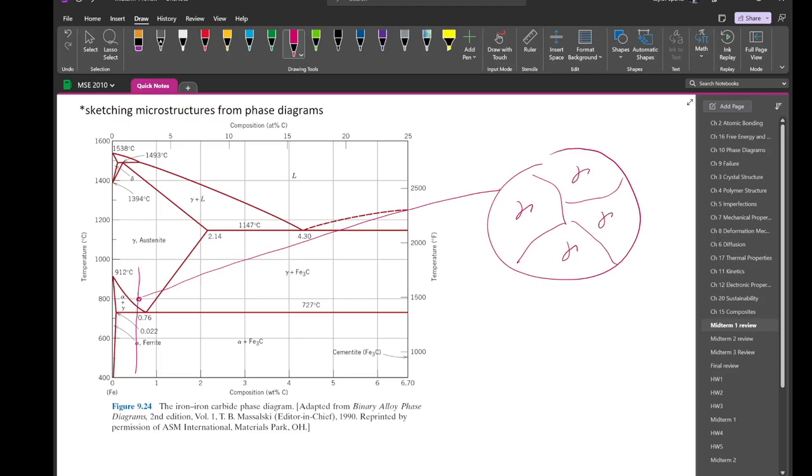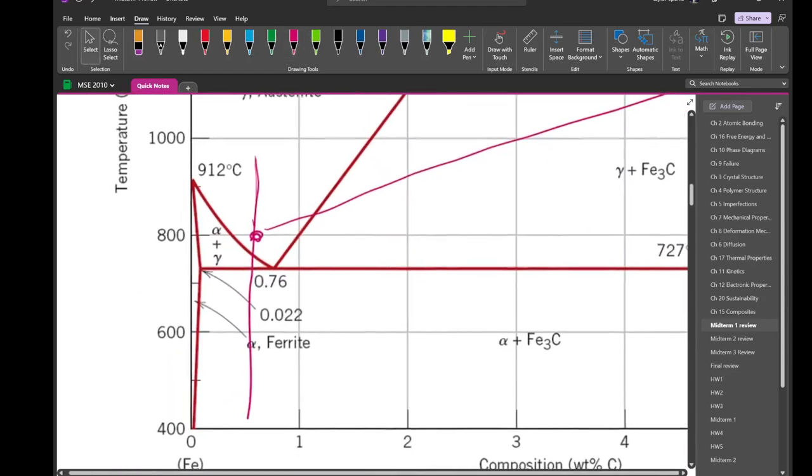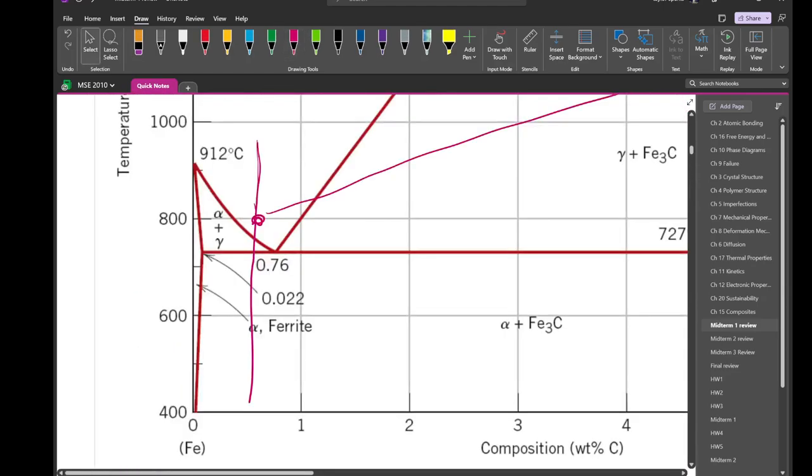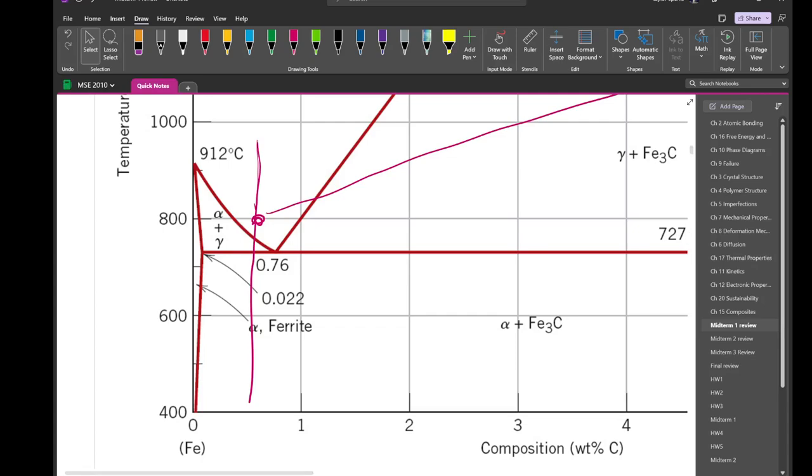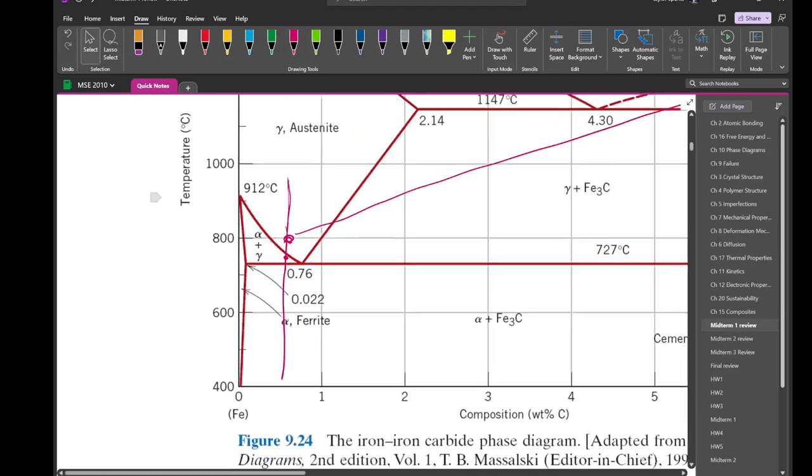And then when you cross into this two-phase region, you now start to form ferrite. It's what we call proeutectoid ferrite because it's forming before that reaction. So if you're just above this point right there and we were to draw that microstructure, you'd have to use the lever rule to determine how much of each phase there is, and we could do the calculation. Let's just write it out.